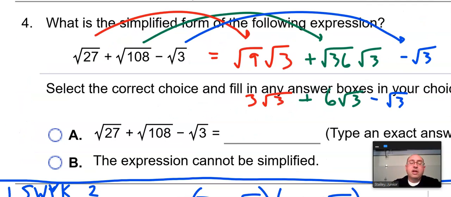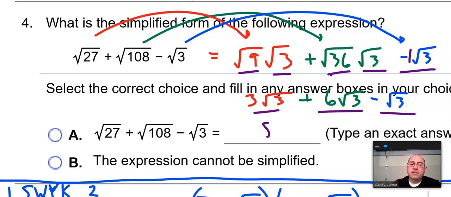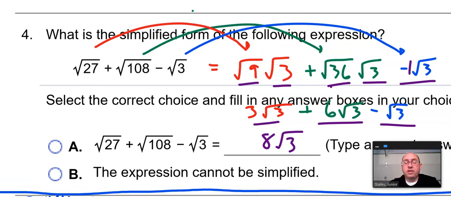Here's more of the same type of thing. You've got radical 27 plus radical 108 minus radical 3. Since the numbers were so similar, I just wrote it out. Very similar to what we did before. Just remember that when it's a minus radical 3, there's really a 1 in front of it, right? So you're taking 1 away. So 3 plus 6, take away 1, makes 8 square root 3, or 8 radical 3. So that's the kind of idea of what we're doing in this.